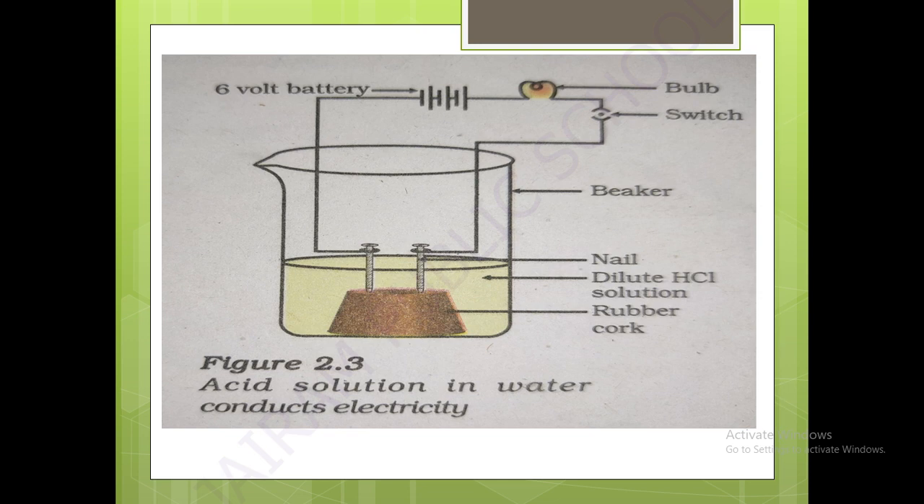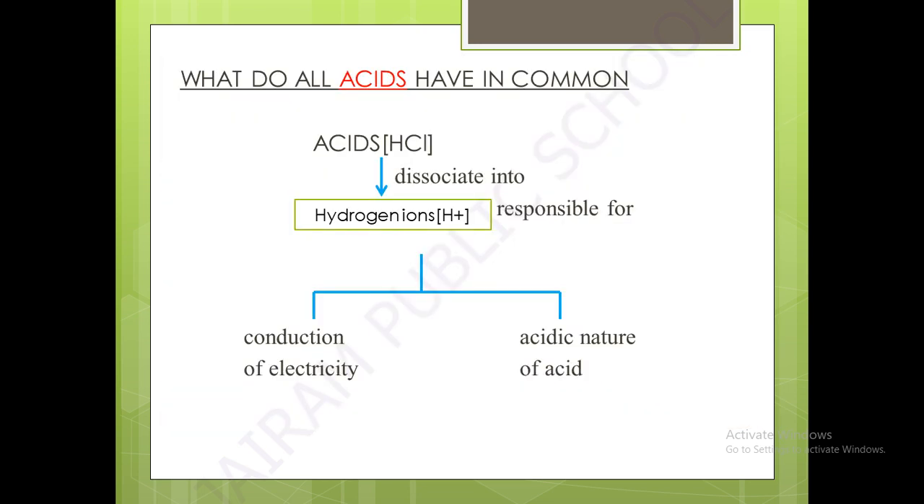As soon as you switch on the battery, the bulb will start to glow. So what has happened inside the beaker, I am going to explain. In general, acids, here we have taken HCl acid, will dissociate into hydrogen ions, which we can represent as H plus ions. This is responsible for the conduction of electricity, and it is acidic in nature. So with the help of this dissociation only, the bulb starts to glow.